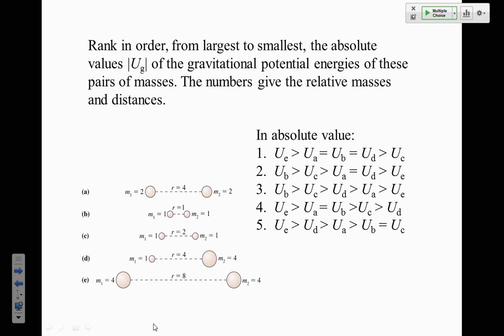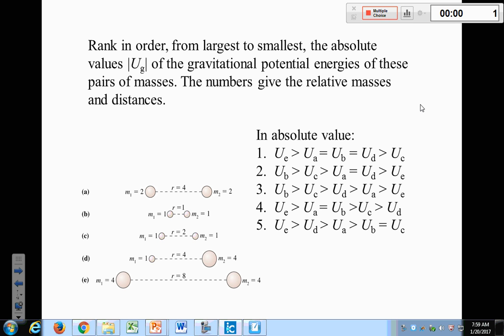Okay, rank in order from the largest to the smallest the absolute values of U, that's the gravitational potential energy, for each of these pairs of masses. And these numbers, you have 2 and 2 here, 4 here, they give the relative masses of the objects. And by the way, these are in the back of your workbook, so if you want to follow along in the back of your workbook, these should be there. Isn't that right? Yeah, so they are in the back. So rank these. Which of these statements describe their gravitational potential energy?